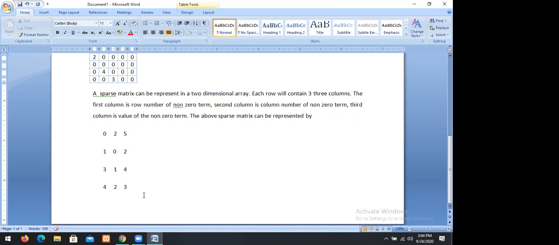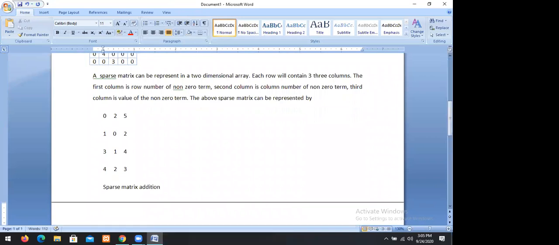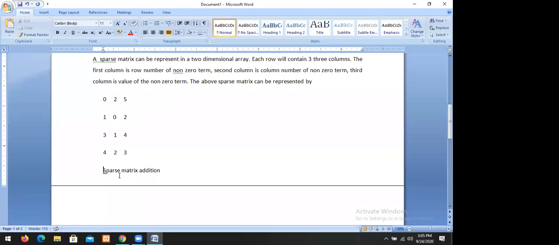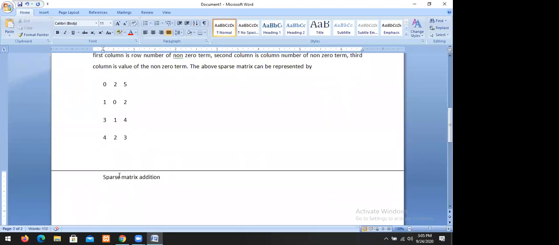To perform sparse matrix addition, first we compare the terms of the first matrix with the terms of the second matrix. When both are equal, then we can perform addition. So how to perform sparse matrix addition? Suppose I want to perform sparse matrix addition. How can we perform it? What is the procedure?